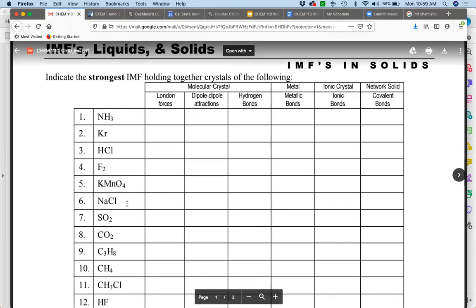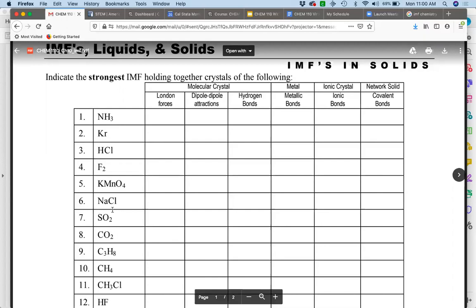Okay, let's do another one. This one, sodium chloride. What do we think for sodium chloride? Yeah, so its strongest force is going to be ionic. I agree. What about SO2?